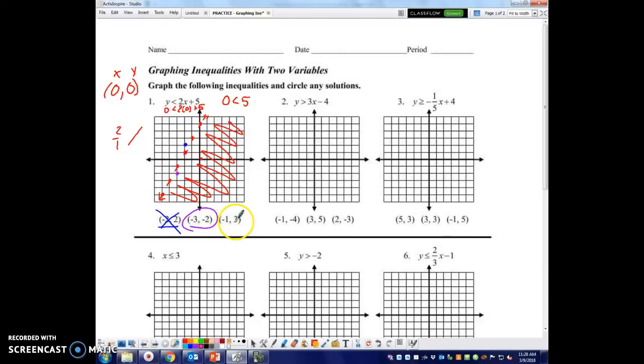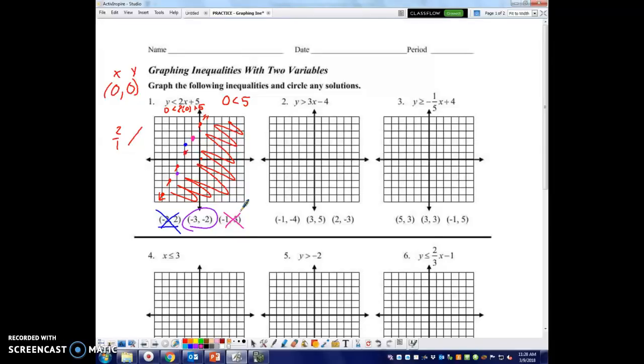Last one, negative 1, 3. So negative 1, 1, 2, 3. This one's on the line. Does it count on the line if it's dashed? No, because it's not or equal to. Okay? It does not count on the line. It will count on the line if it's solid.